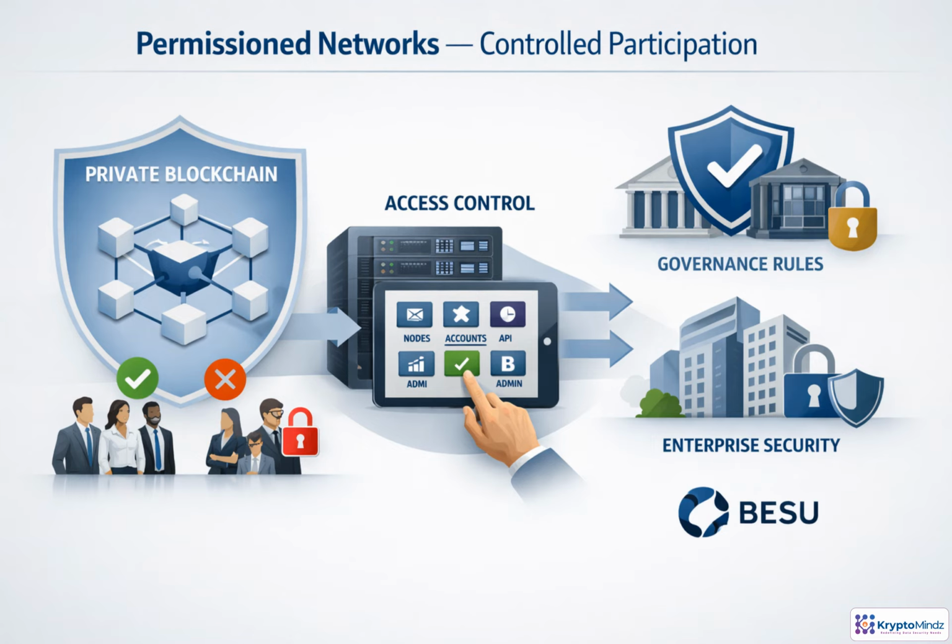Permission networks add a control layer around blockchain participation. Instead of assuming anyone can join, transact, or administer, the network checks explicit rules first. Those rules can apply to nodes, accounts, APIs, and operational actions. This is especially useful in private or consortium environments, where governance, auditability, and security requirements matter. Besu supports these permissioning patterns, helping enterprises align blockchain access with real organizational policy.